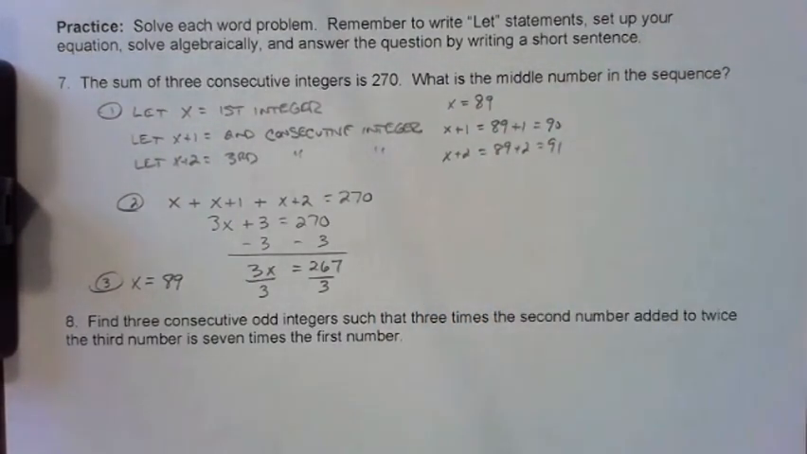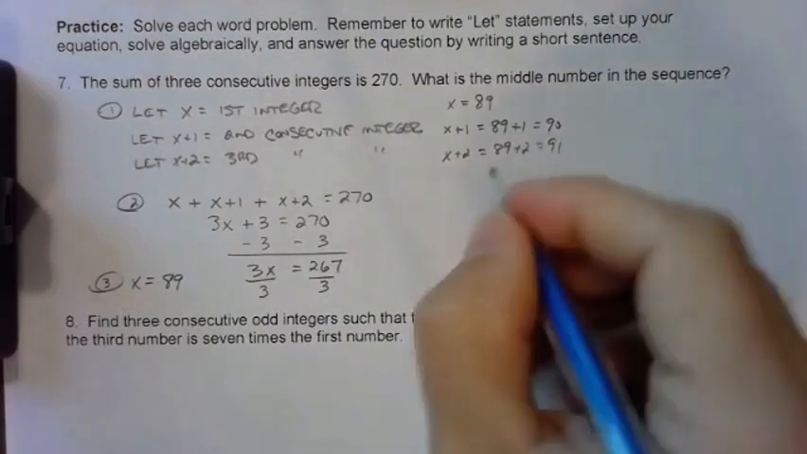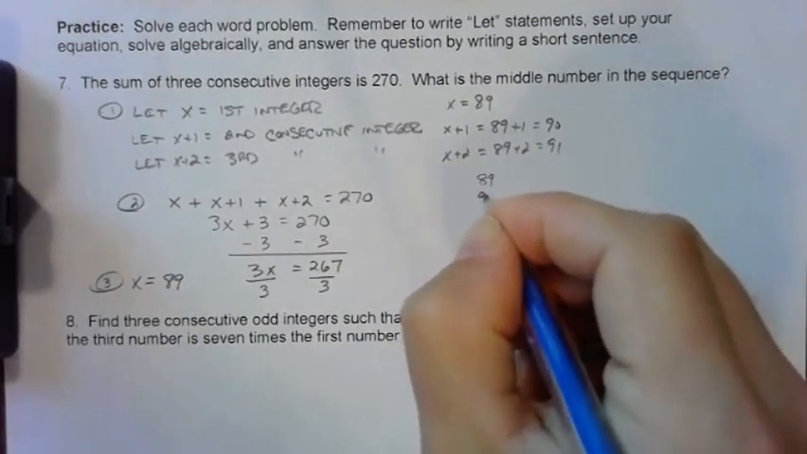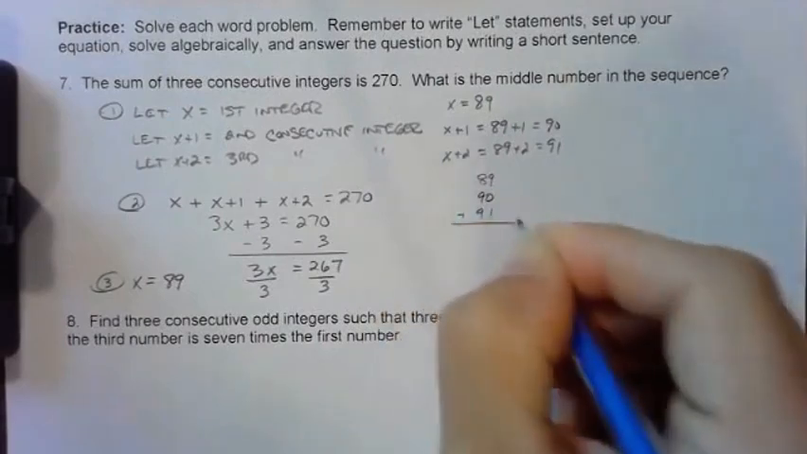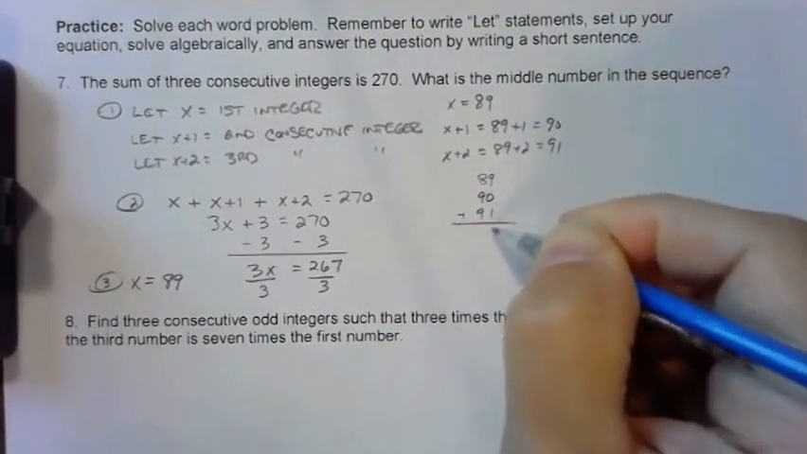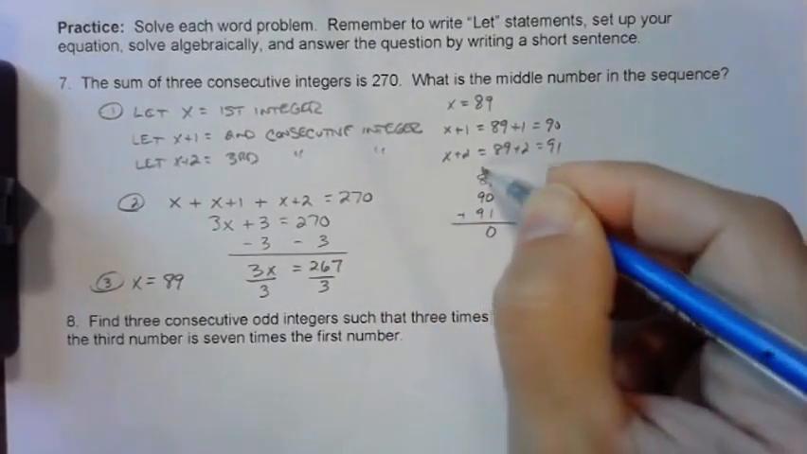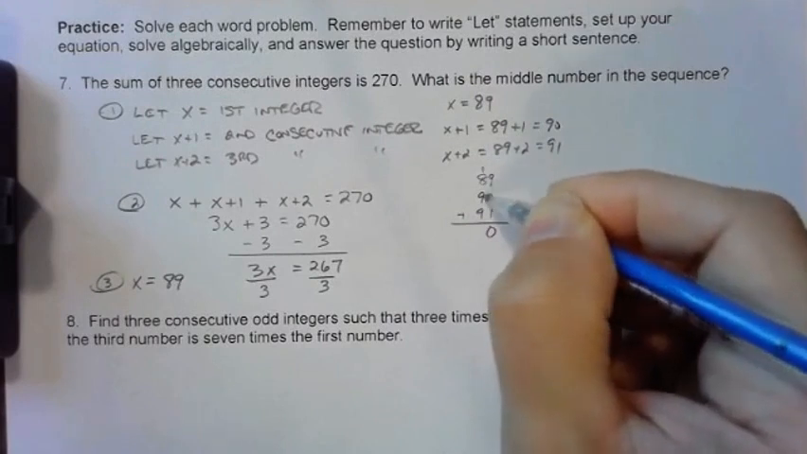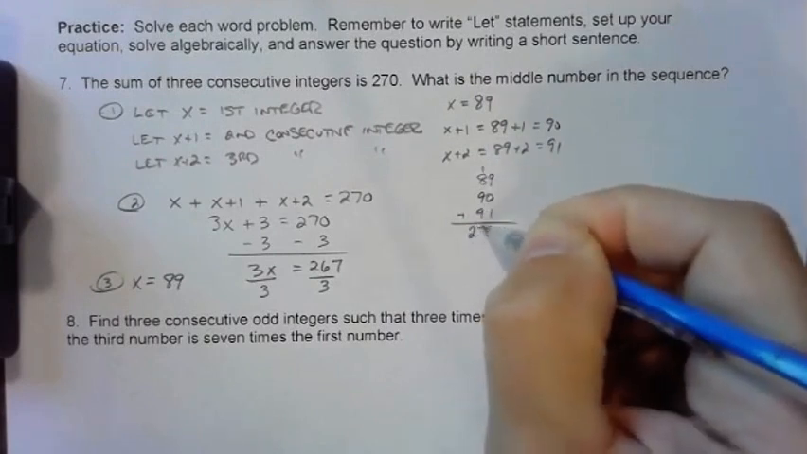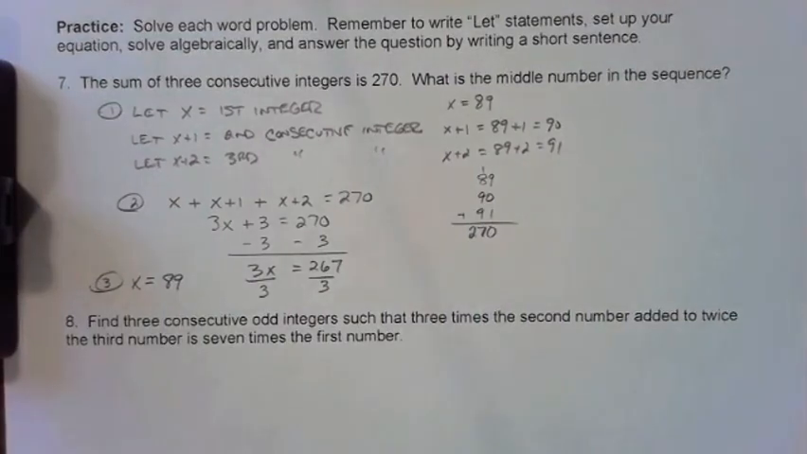Adding these 3 numbers together should give us 270. 89, 90, and 91. Add them together. 9, 0, and 1 is 10. Carry a 1. 1 plus 8 is 9. Plus 9 is 18. Plus 9 is 27. So we do get 270.